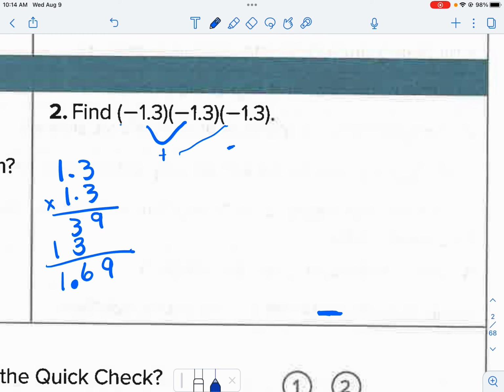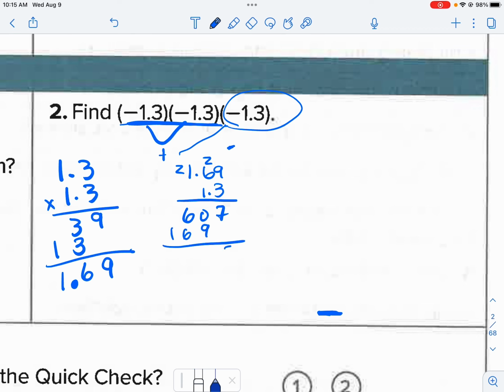So I've now taken care of these 2 right here, but now I need to do this. I'm going to take 1.69 and multiply it by 1.3. 9 times 3 is 27. 18 plus 2 is 20. 3 plus 2 is 6. And then when you multiply by 1, it's really easy. So 7, 9, 12, carry the 1. Now, there were 2 decimal spots here and 1 decimal spot here, so my answer has to have 3 decimals, so negative 2.297.